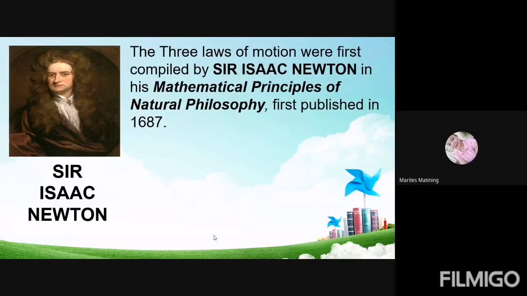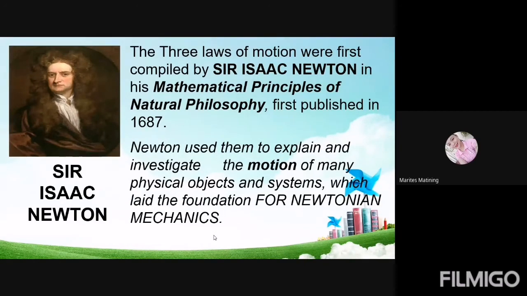Sir Isaac Newton was the first to compile the laws of motion in his Mathematical Principles of Natural Philosophy, published in 1687. So he is the one behind the three laws of motion. Newton used them to explain and investigate the motion of many physical objects and systems, which laid the foundation for Newtonian mechanics. That is why they are called Newton's three laws of motion.